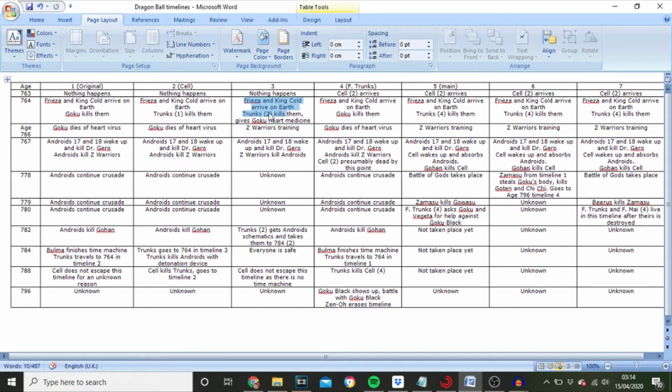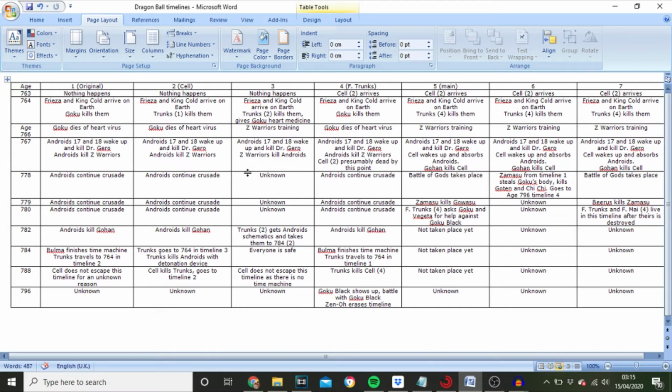In this timeline, Frieza and King Cold arrive on Earth again. Trunks kills them, this time the one from timeline 2, and gives Goku the heart medicine. The Z-Warriors are in training by age 766. Age 767, the androids wake up and kill Dr. Gero, as they do in every timeline. The Z-Warriors, it's safe to assume, kill the androids. So we don't really know what happens in the years between these things.